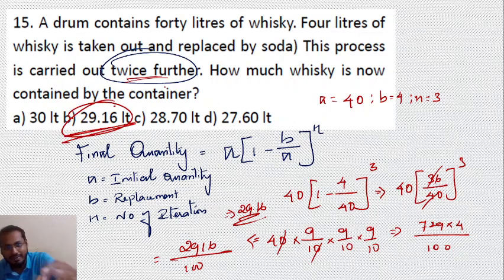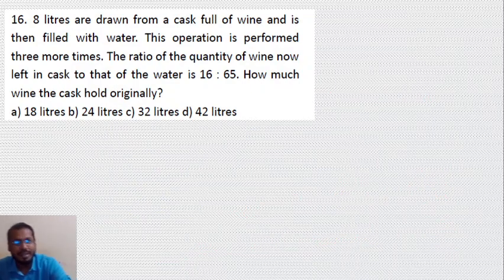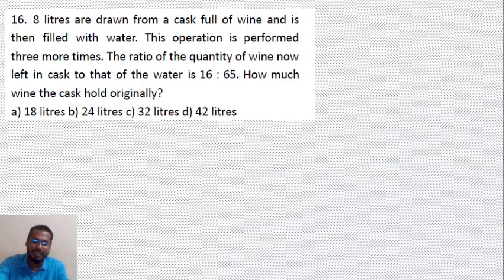So that formula is the final model actually. If you know this formula, you can get the answer quickly, right? Next one. 8 liters are drawn from a cask full of wine and filled with water. This operation is performed 3 more times. The ratio of the quantity of wine now left in the cask to that of the water is 16:65. How much wine did the cask hold originally? So here in the question, look at this, everything is given upside down.